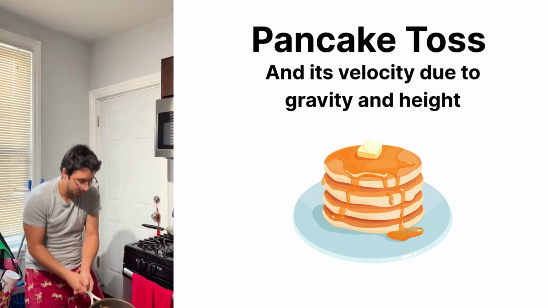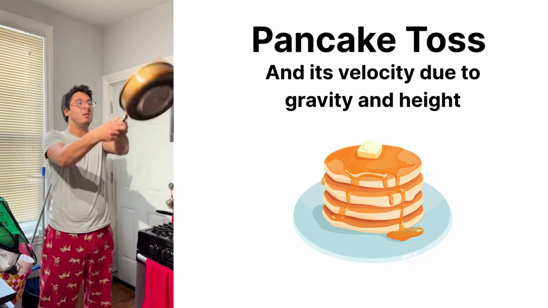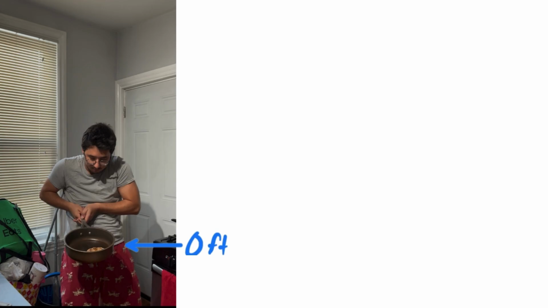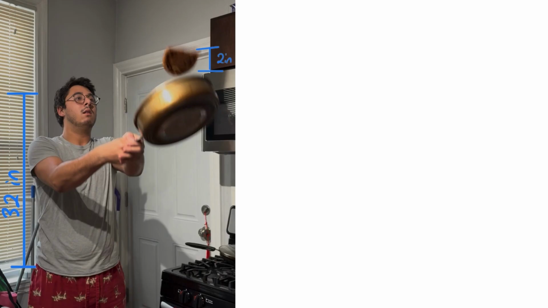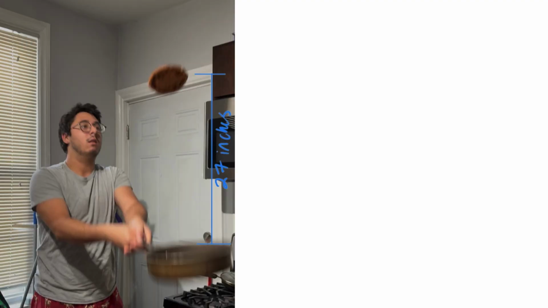This is the pancake toss and its velocity due to gravity and height and the time it takes. This is where it's starting at from the pan on my waist, which is 0 feet or 0 inches. This is my entire body, 32 inches, and then 2 inches from the pan going up. Then 27 inches in total, its max height from the pancake to my waist, ish.